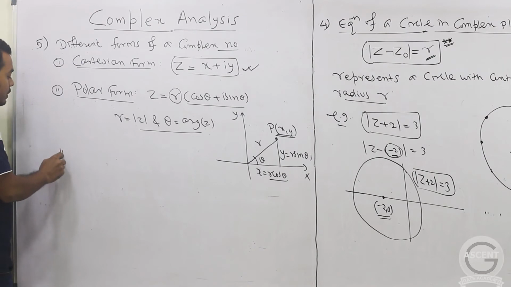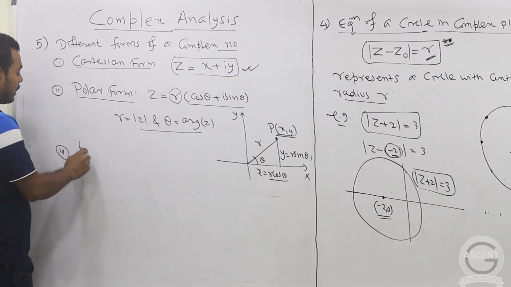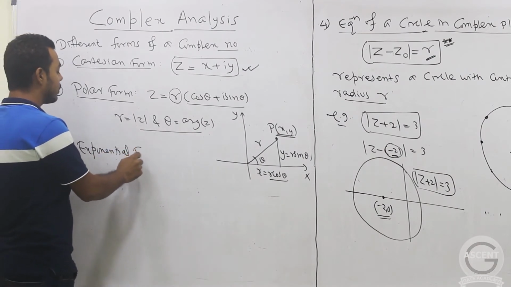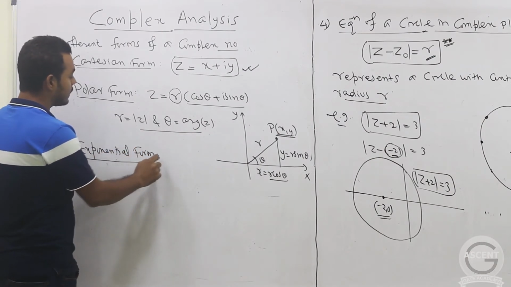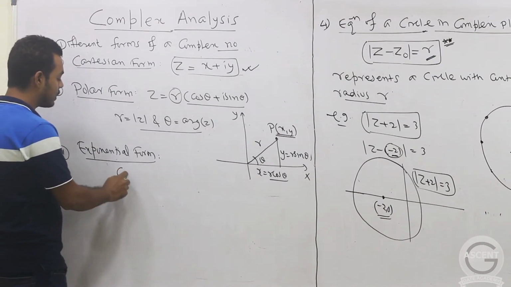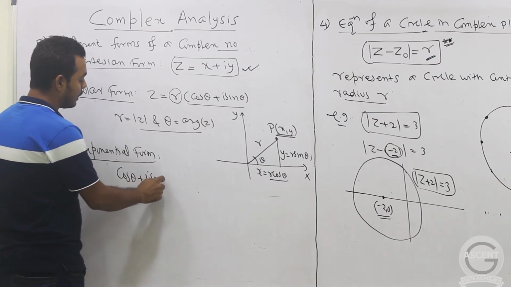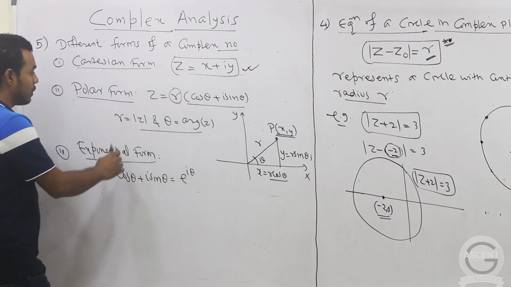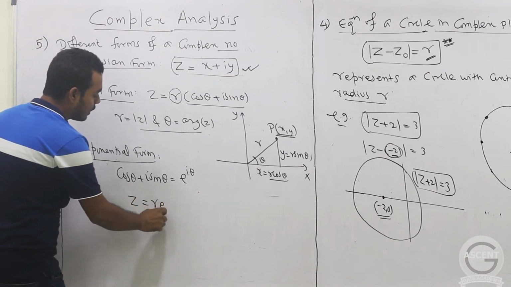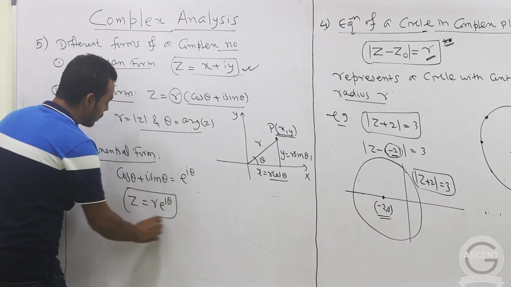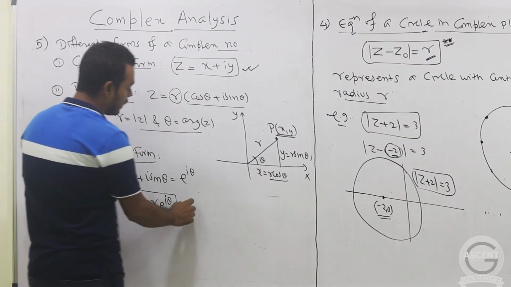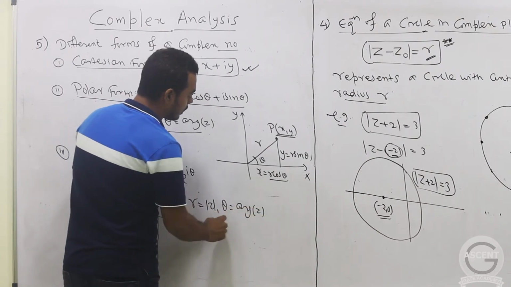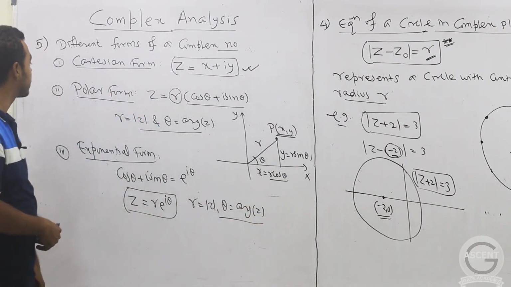And the third form is exponential form. This is also called Euler's form. In exponential form, we can write the same complex number as follows. We all know that cos theta plus iota sin theta is nothing but e to the power iota theta, right? So you can write the same complex number as r e to the power iota theta, and this form is called the exponential form of the complex number. Here r is mod z and theta is the argument of z. So these are three different forms of a complex number.